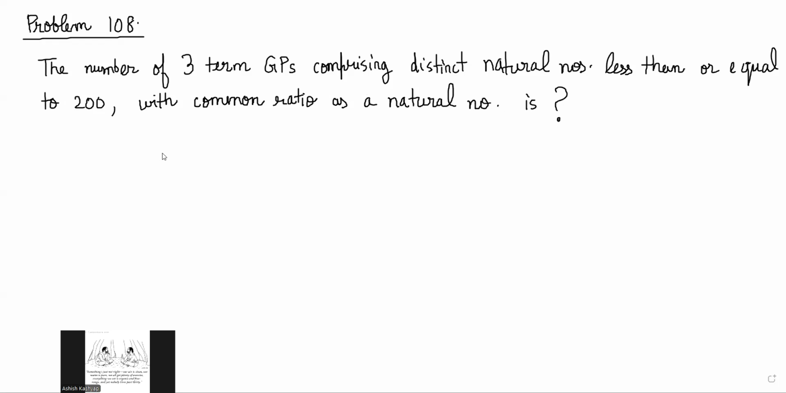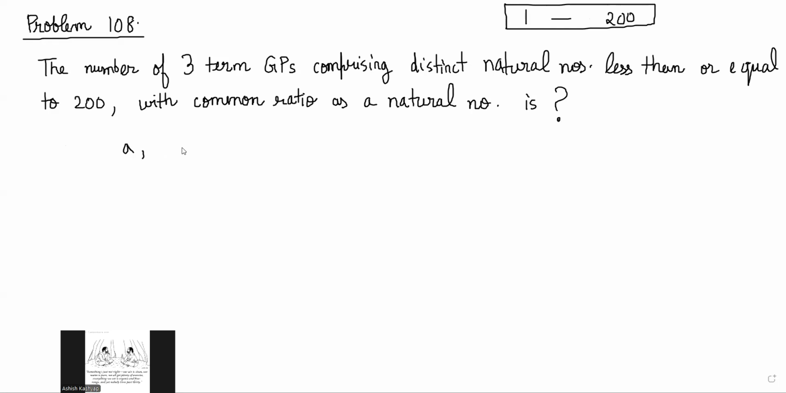So we have to find the number of three-term geometric progressions which are made up of natural numbers less than or equal to 200, and the common ratio is also a natural number, right? So basically all the three terms here should be natural numbers. So numbers from 1 to 200, and the common ratio should also be a natural number. So we have to count how many such GPs are possible which have three terms, right?